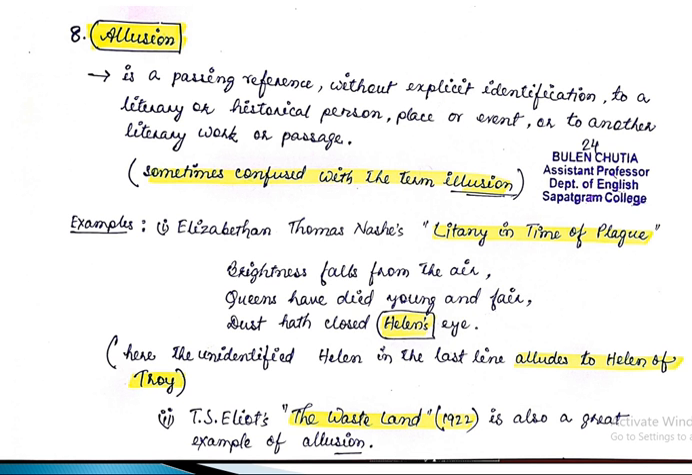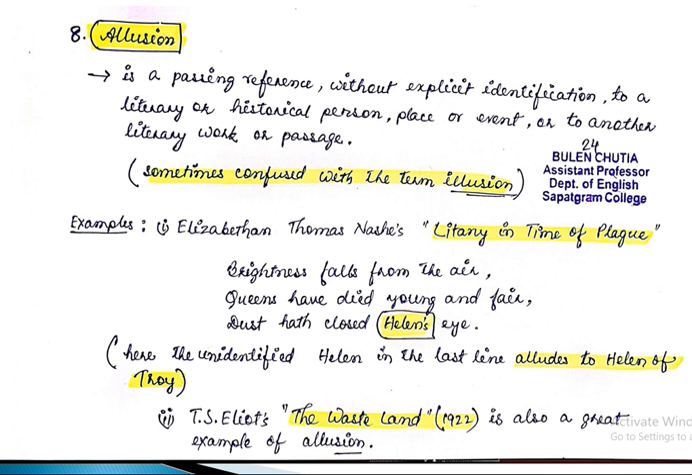Okay, in Hindi or in Assamese we call it bhram. Okay, it is completely different from allusion. Allusion is reference and illusion is bhram or hallucination. Now, some examples of allusion.